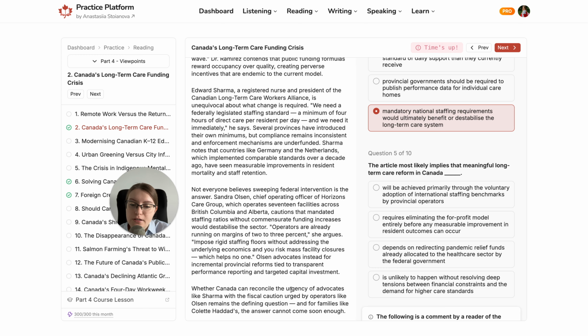Whether Canada can reconcile the urgency of advocates like Sharma with the fiscal caution urged by operators like Olsen remains the defining question. And for families like Colette Haddaz, the answer cannot come soon enough. What do we understand from this sentence? So we have fiscal caution. We have the keyword such as urgency. Yeah, urgency. So some people say we need to do something as soon as possible, right? And we have 4 options.